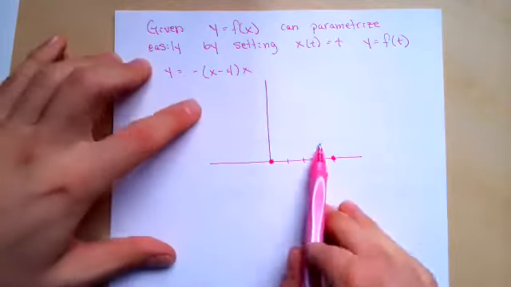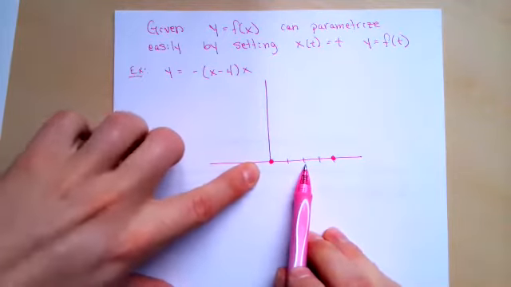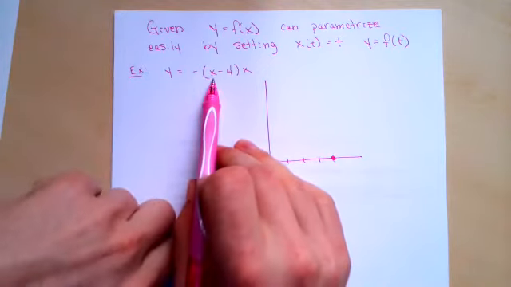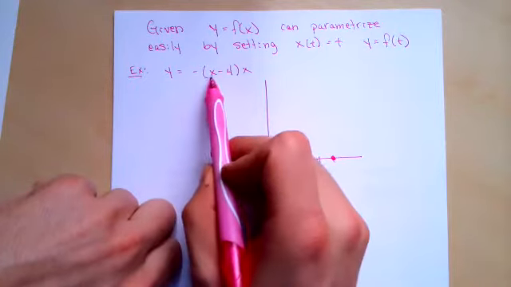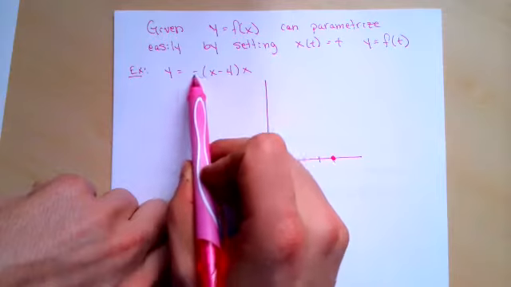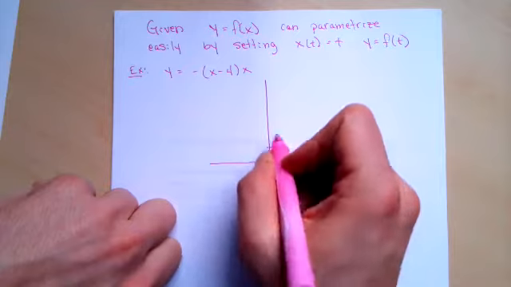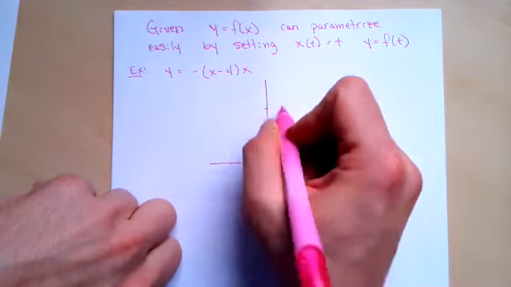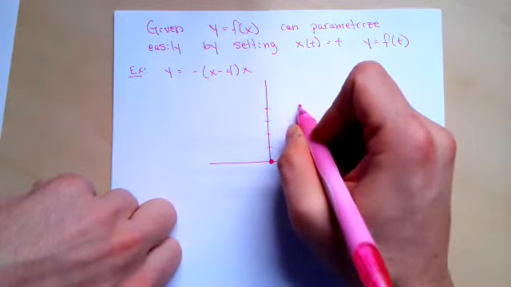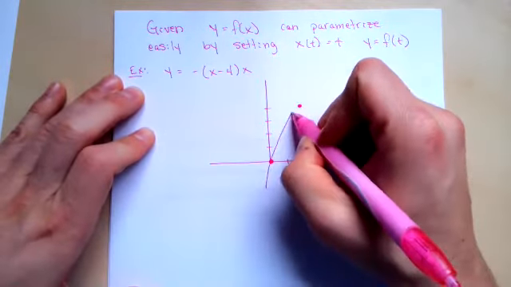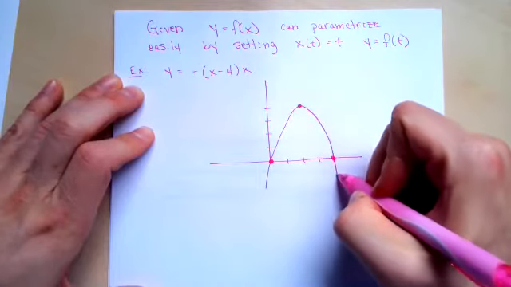Where's the max going to be at? So the max should be at x equals 2. So if I plug in 2 for that, what do we get? So 2 minus 4 gives me negative 2 times negative 1 gives me 2 times 2 gives me 4. And so we know we have a parabola here.